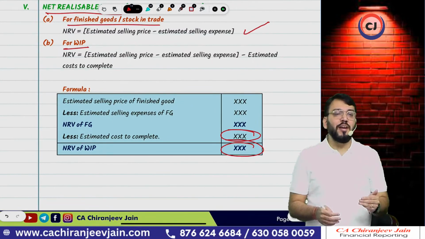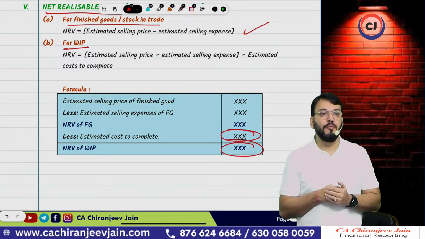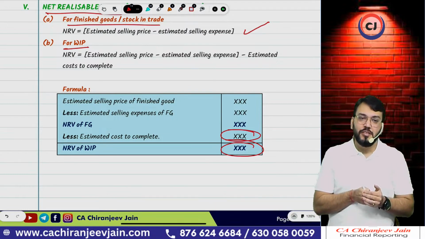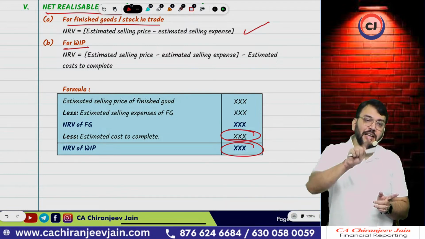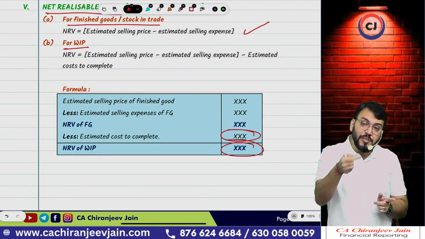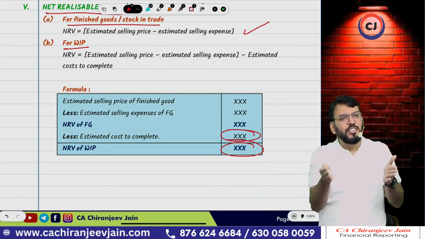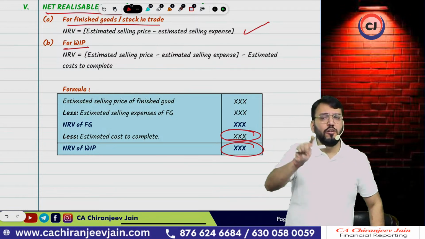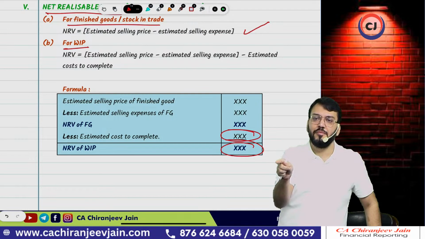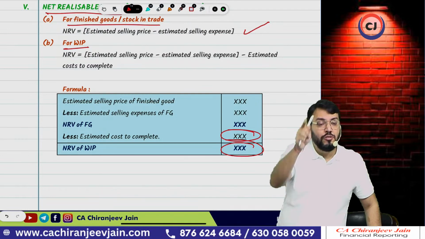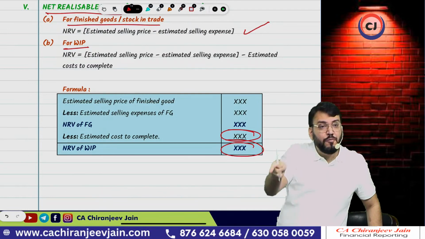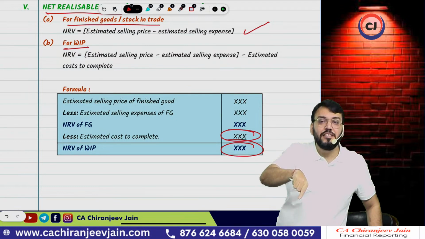Means we cannot find out a sale price of WIP. Therefore, first we find out NRV of finished goods. From that what do we deduct? Estimated cost to complete. The objective of this chapter is to find out expected loss on sale of finished goods only. Because we sell finished goods, the expected loss on sale of finished goods needs to be recognized.